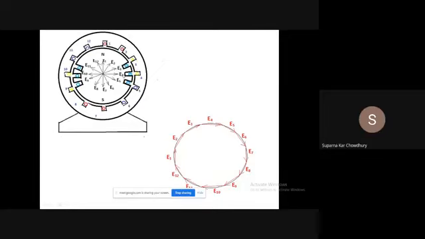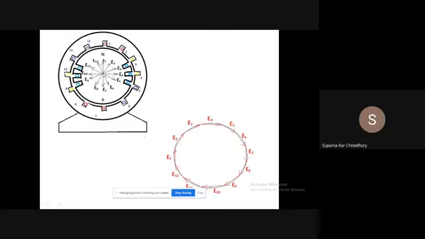Similarly, whenever the field axis coincides with the axis of any particular coil, the EMF will be maximum. So if we represent the EMFs in these conductors by E1, E2, E3, E4 in this way, then we can represent them by these EMF phasors, so that for this particular figure, when the axis of this coil and the field axis are coincident, EMF will be maximum, E1.